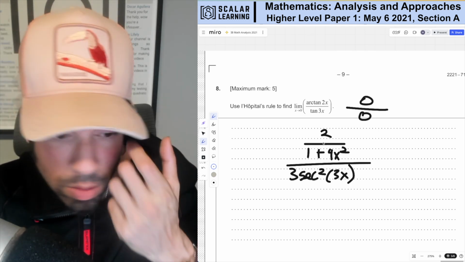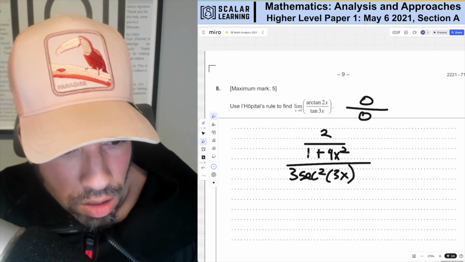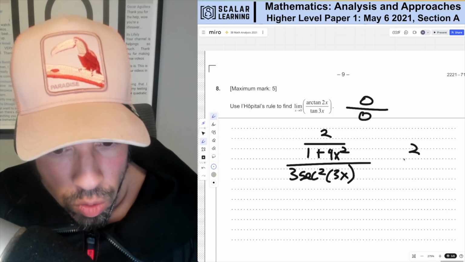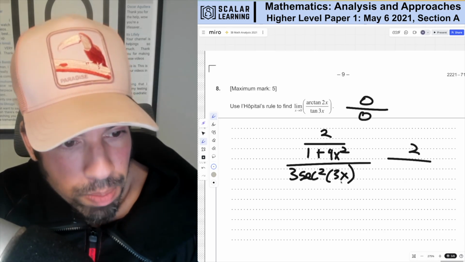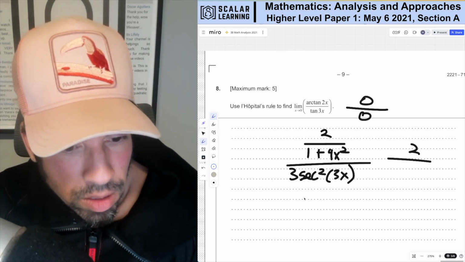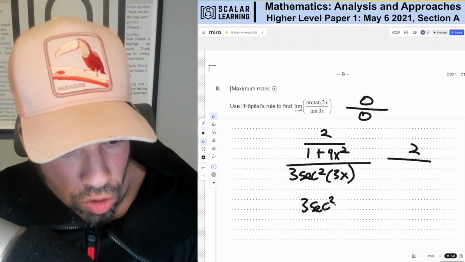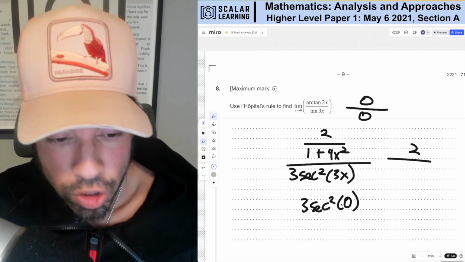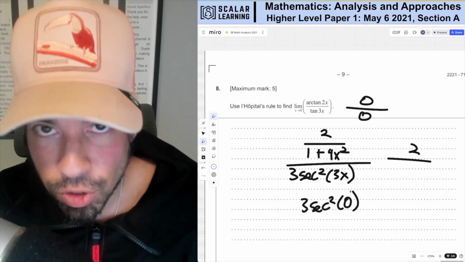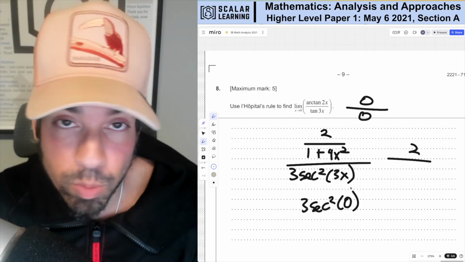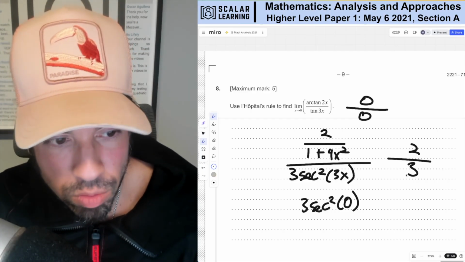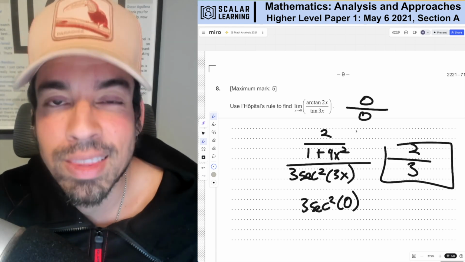Now let's plug in again and see what we get. So when I plug in 0 here, I get 1 plus 0, which is 1. 2 over 1 is 2 on top. Down here, we plug in 0, so we get 3 times secant squared of 0. Cosine of 0 is 1. Secant is the reciprocal of cosine, but the reciprocal of 1 is still 1. So secant squared of 0 is just 1, times 3 is 3. 2/3 is the winner. That's how you do it.